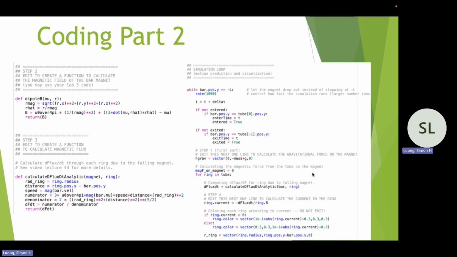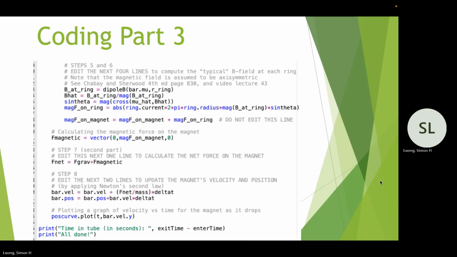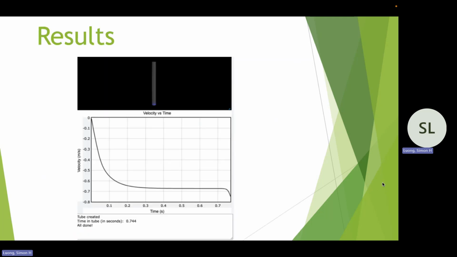And then finally, step 7, I calculated the gravitational force on the magnet, calculated the magnetic force of the tube on the magnet, computed the flux for a ring due to the falling magnet, and then calculated the current in the ring, and then I visualized each one. Next, I also computed the typical B field at each ring. You can see that on the 4 lines, calculate the magnetic force on the magnet, and then updated the magnet's velocity and position, and then I also outputted the time it took for the magnet to fall.